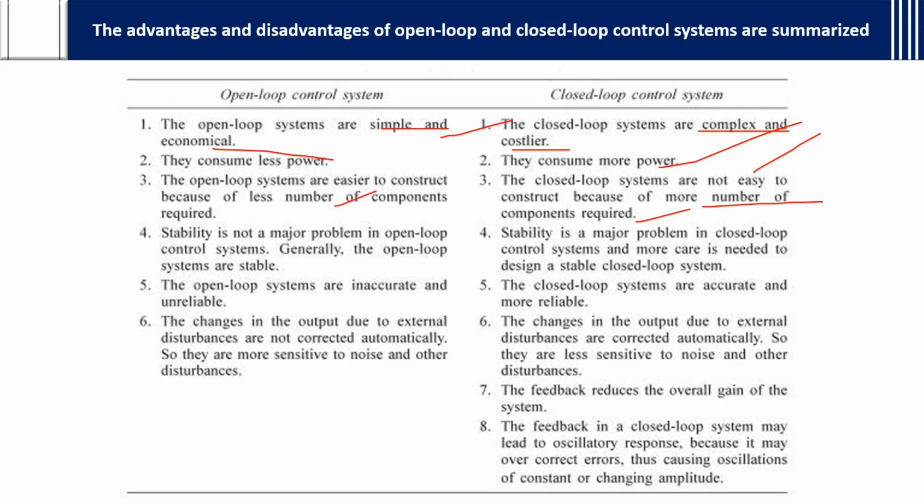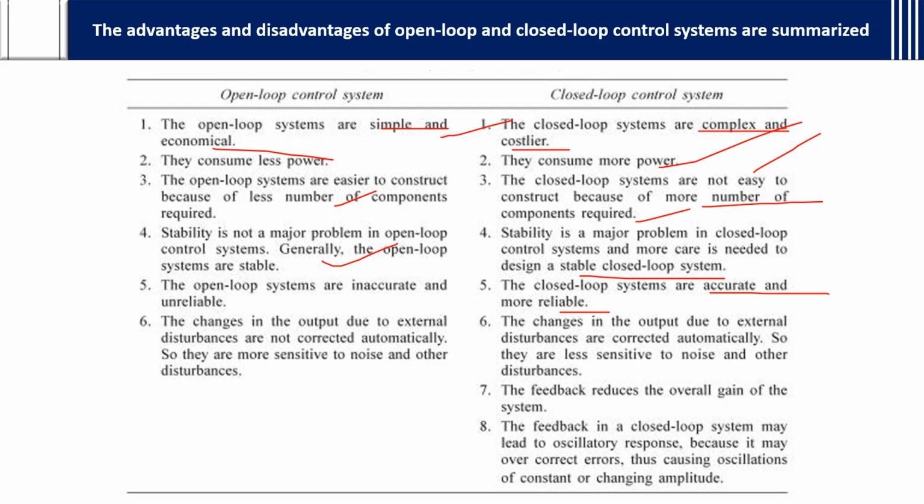Here stability is not a major problem, but here assembly is a major problem because more care needs to be taken, as we need to design a stable closed loop system. Here it is stable anyway, but here we need to take care of the stability. The open loop systems are inaccurate and unreliable, but closed loop control systems are accurate and more reliable.